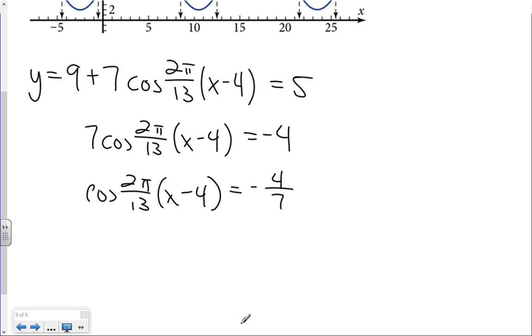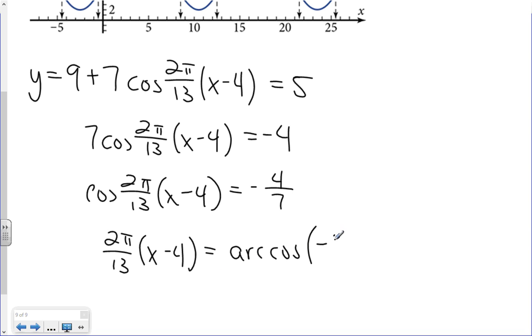And now here's where we're going to use the arc cosine to solve this. If I have the cosine of some quantity equal to some other number, we said in the first half of this that we could rewrite this as 2 pi over 13 times x minus 4 is equal to the arc cosine of negative 4/7. Again, that's the difference here from how we've solved these problems in the past, that we've used cosine inverse at this point. But the problem with that is that you're only going to get one solution. We want to get more than one solution. We only want 6 of them in this case, but I in essence want an equation that tells me all the solutions.